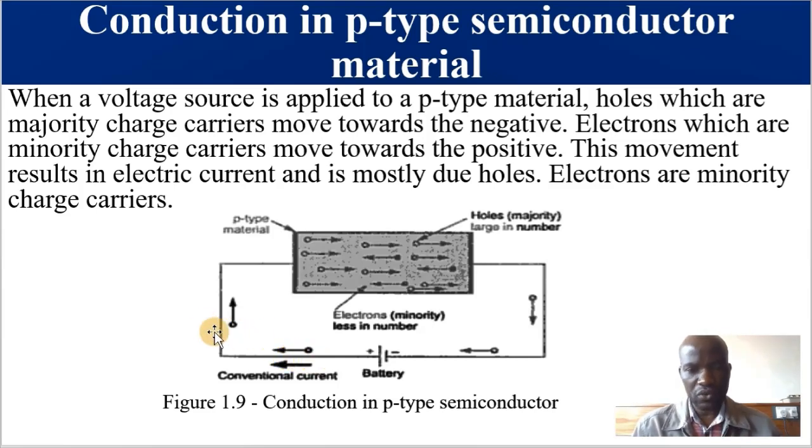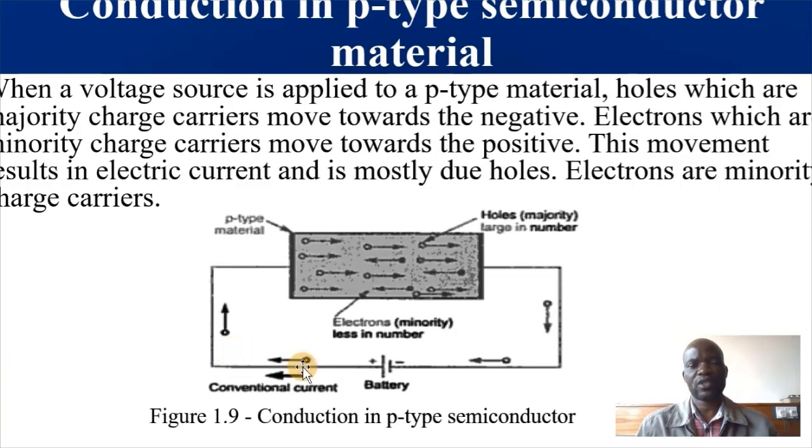But conventionally, current flow through the wire is through holes and electrons. As you can see, they are moving in this direction, which was the old way of describing the flow of current in a conductor. But now we know that current moves from negative to positive. This is the end of our second video presentation on intrinsic and extrinsic semiconductors.